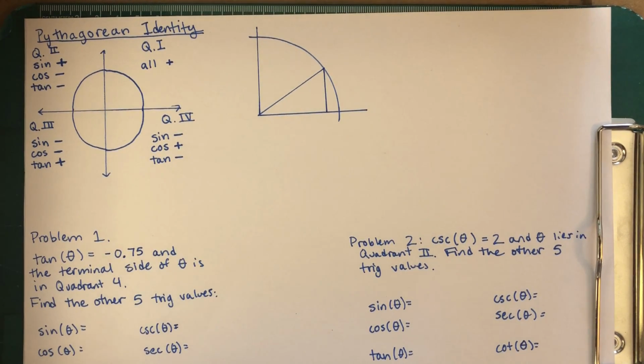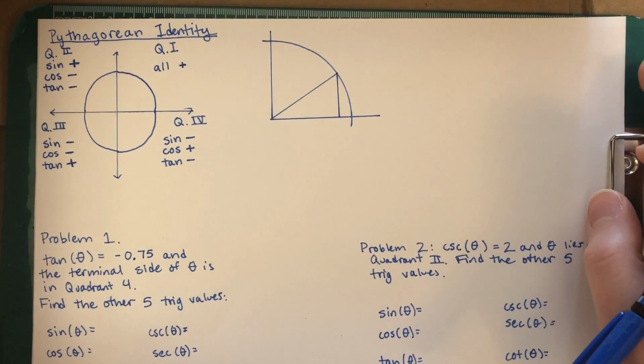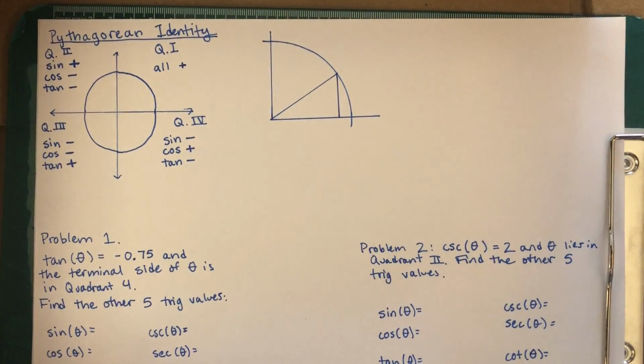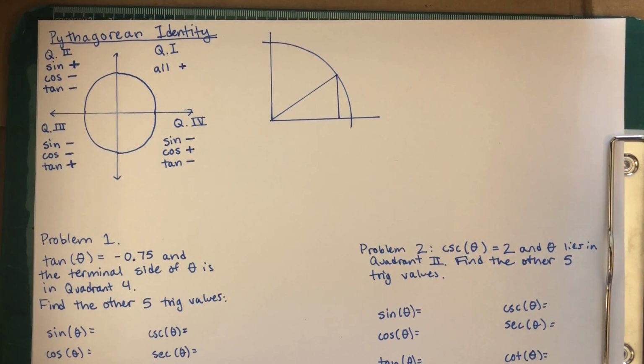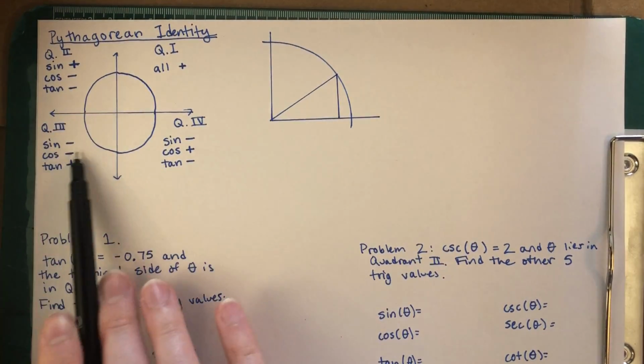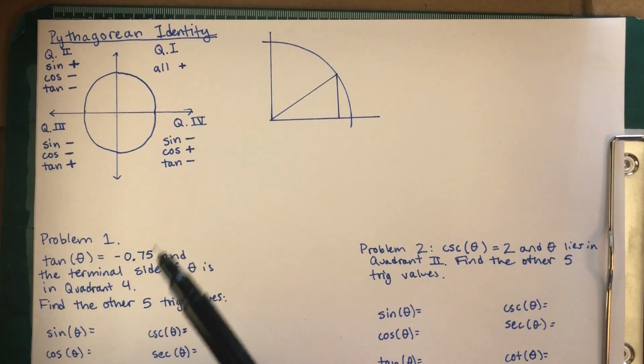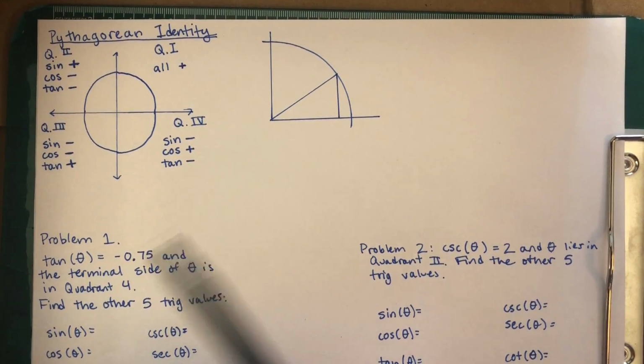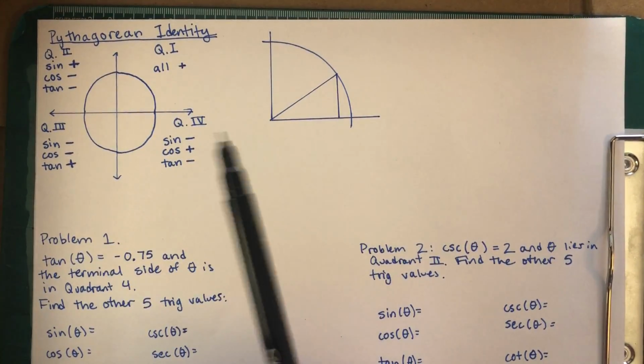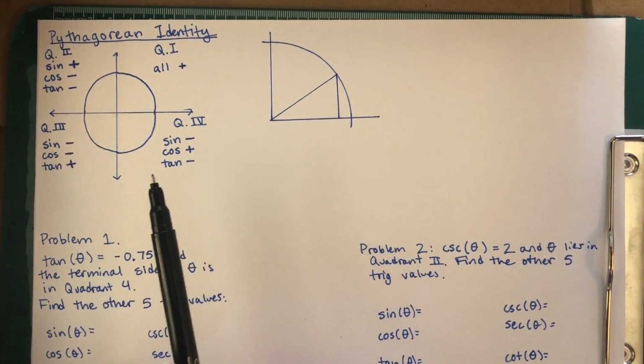Okay, so let's talk about the Pythagorean identity, an intimidating sounding phrase, but it's actually not too bad, and it also relates to things that you already know. So here I have for us a little reference of the different quadrants of the unit circle and what the positive or negative sign is of the trig functions in each quadrant.